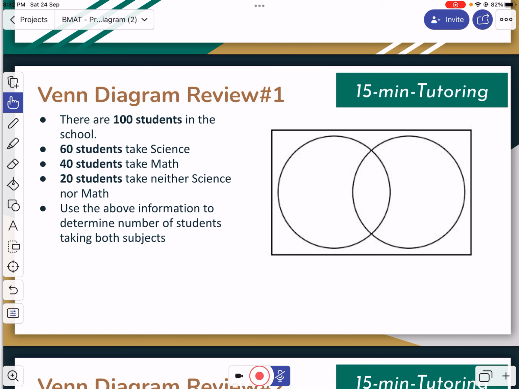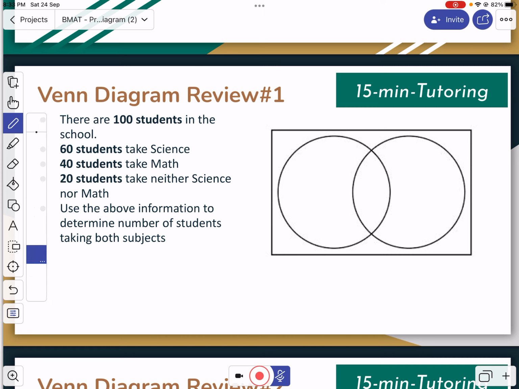First, let's do a quick review. So I assume that you have learned about Venn diagram before, so we'll go fast here. In this particular question, we have 100 students in the school. Out of those 100 students, 60 are taking science class. And then 40 students are taking math class. And then we have 20 students. They take neither science nor math. And the question is, use the above information to determine number of students taking both subjects.